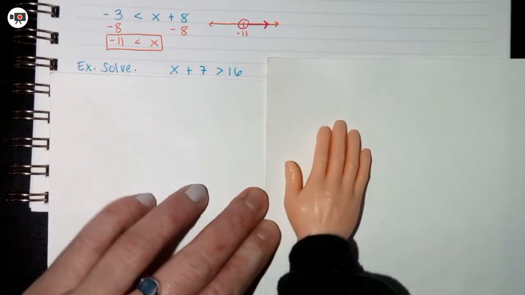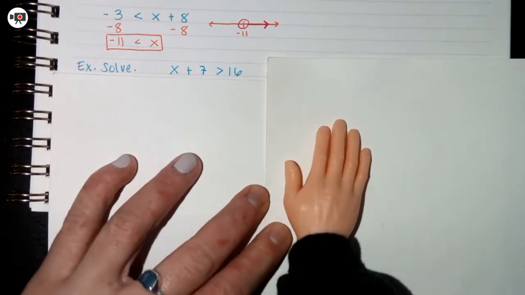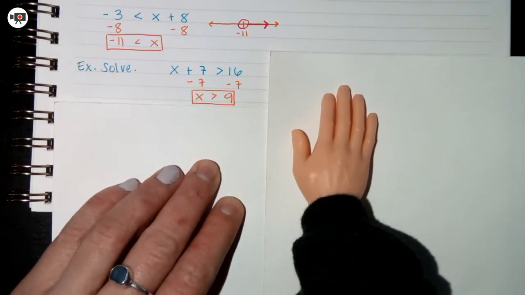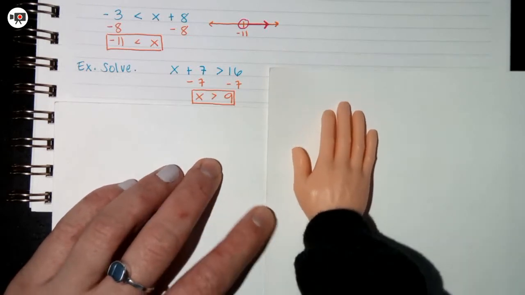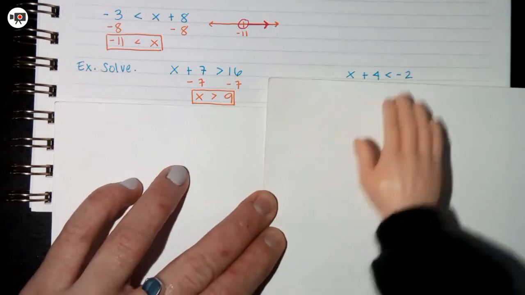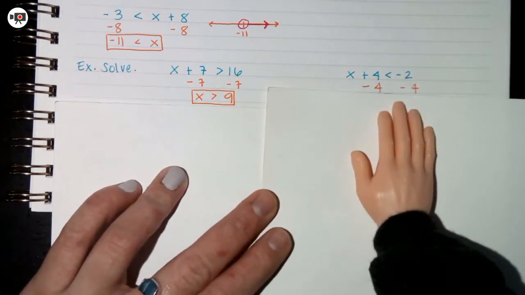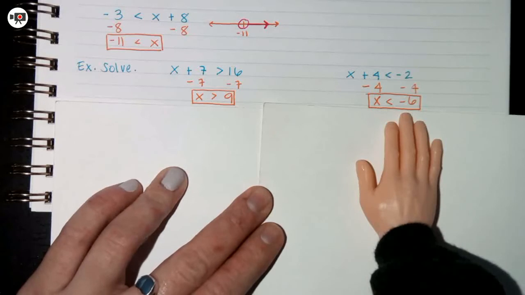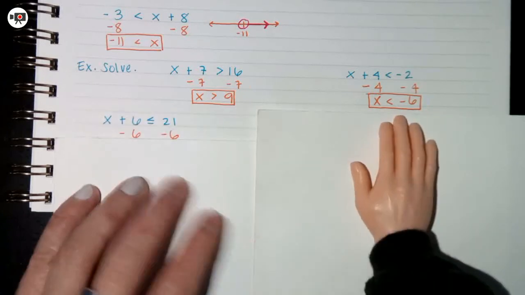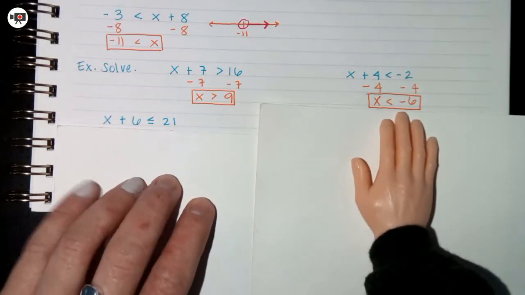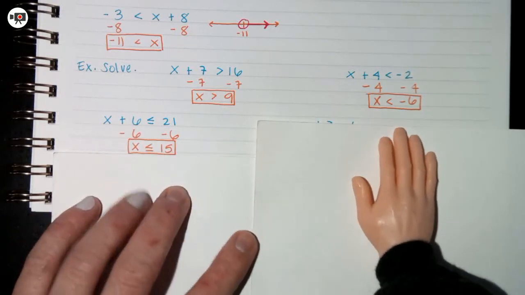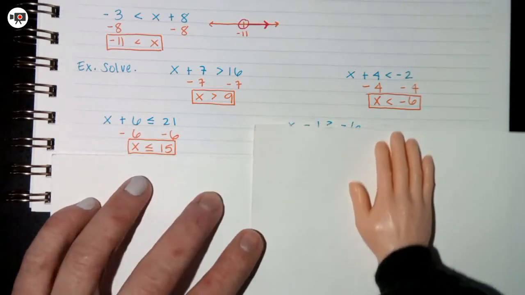We're just going to solve these, we're not going to graph them. To get x by itself, we subtract 7 on each side, and x is less than 9. For x plus 4 is less than negative 2, we subtract 4 on each side to get x is less than negative 6. For x plus 6 is less than or equal to 21, we're going to subtract 6, and x is less than or equal to 15.